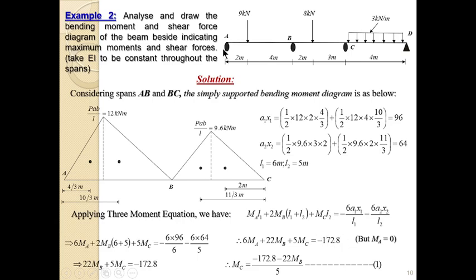But we know that this is a simply supported beam. MA is 0. So since MA is 0, the whole of this component is gone. What we have left is 22 MB plus 5 MC equals minus 172.8. Because we want to use the substitution method to solve the simultaneous equations, we make MC the subject of the formula, since MC appears in the first and second equations. So that gives us MC equals minus 172.8 minus 22 MB, all over 5. Let's call this equation 1.